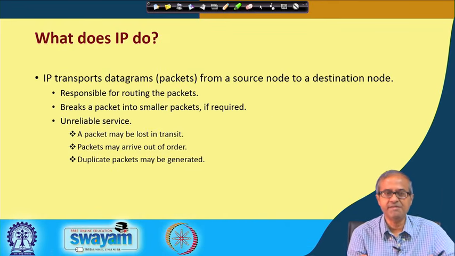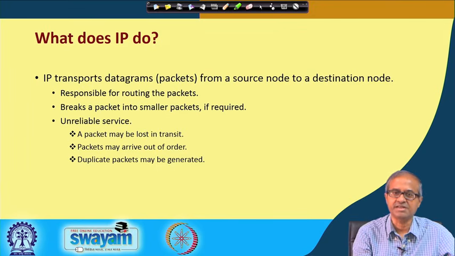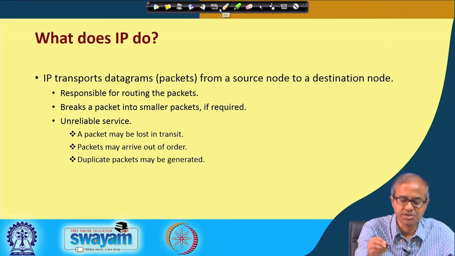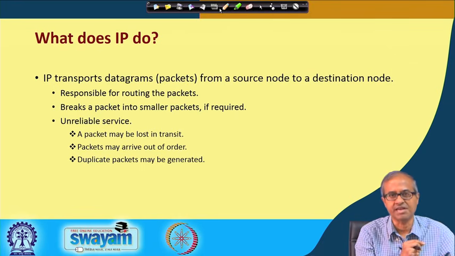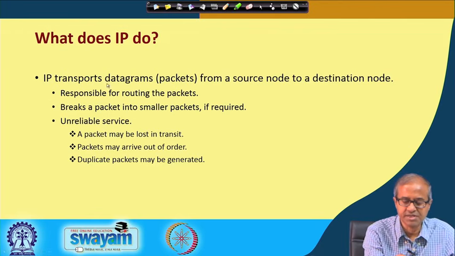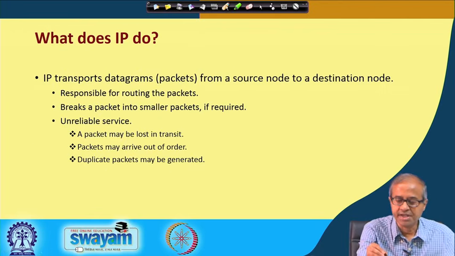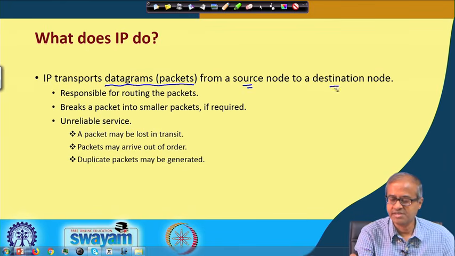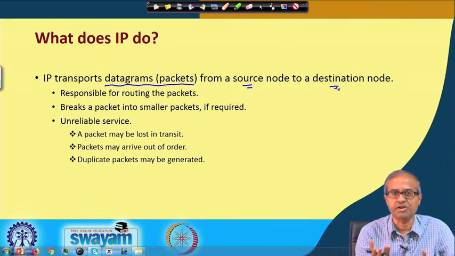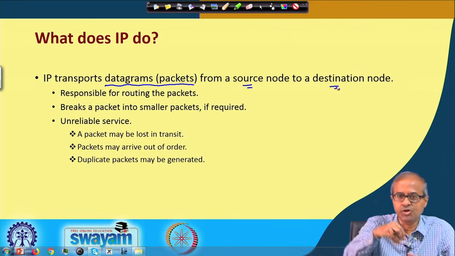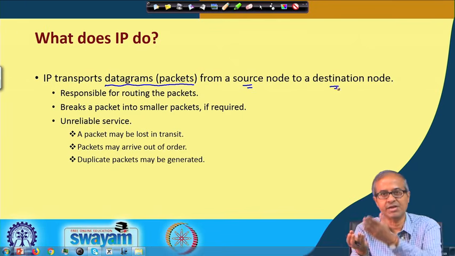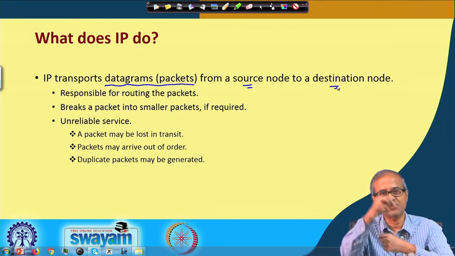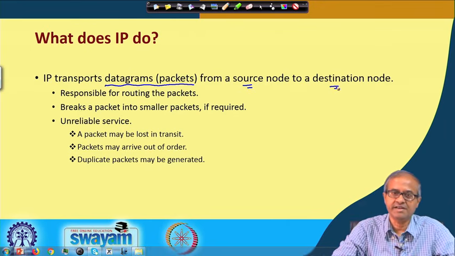Now, very briefly let us look at the functionality. What does IP do? IP is responsible for routing of the packets or the datagrams. It transports datagrams or packets from a source to a destination. This is called routing. It will decide which node to forward the packet to next. That next node will again decide where to forward that packet next. This way the packet will finally reach the destination.